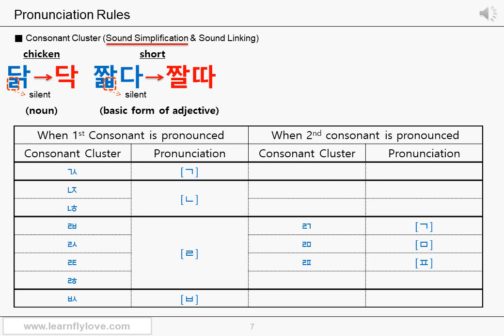Did you find something strange? It's supposed to be pronounced with a plain ta sound, but it's pronounced with a tense ta sound. It's because one more pronunciation rule is applied here. You actually learned about this rule, but let's not talk about it. Don't worry, we'll talk about it sometime soon. Anyway, it's pronounced 짧다.